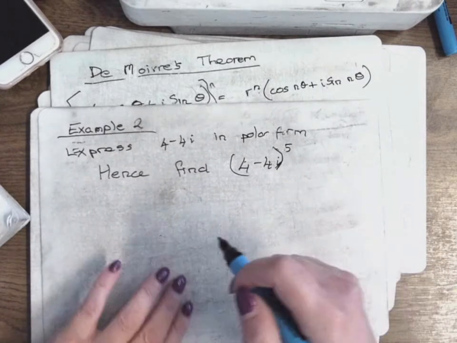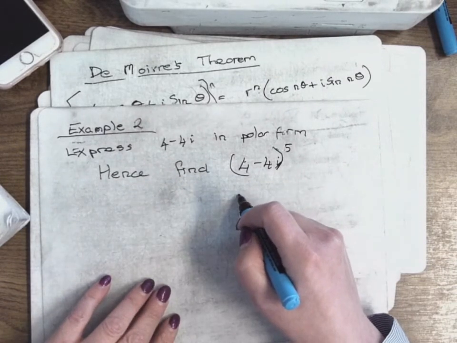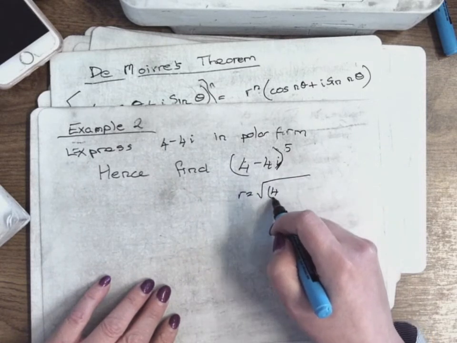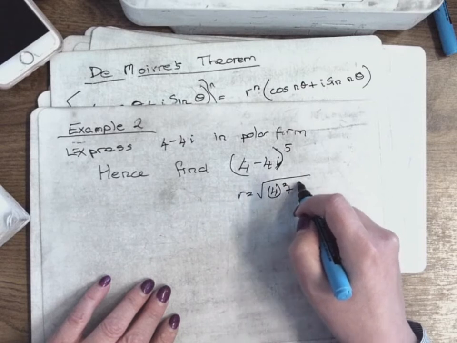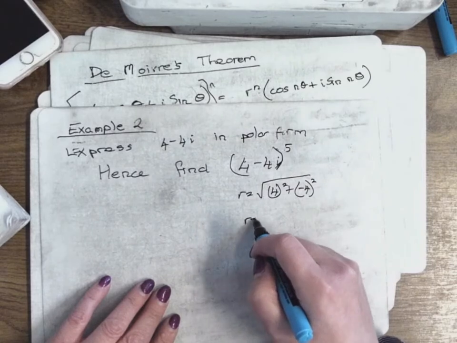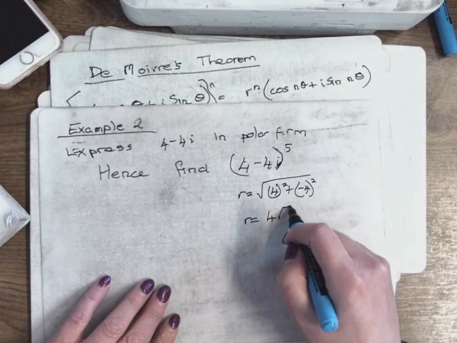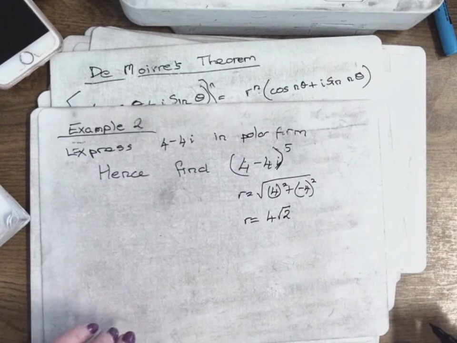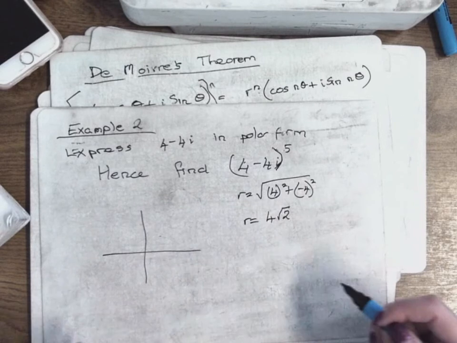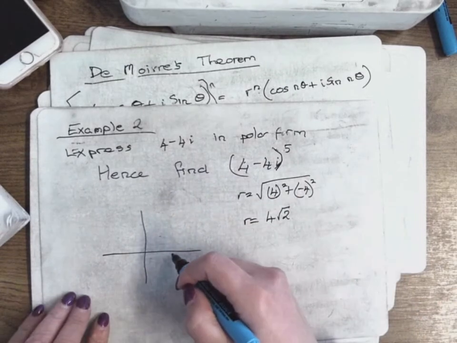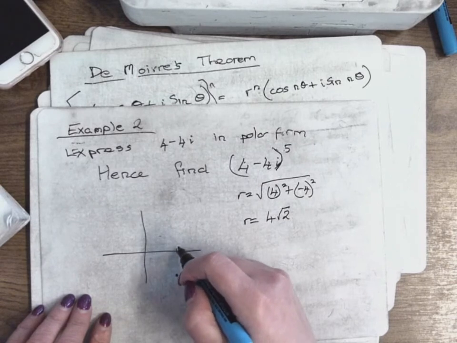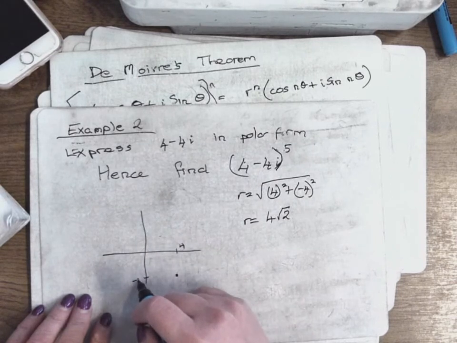So the first thing I need to do is get the modulus. r is equal to the square root of a squared plus b squared, which is 4 squared plus minus 4 squared, which is root 32. And if you do that in the calculator, it'd be 4 root 2. That's the modulus. Then I need a quick sketch to work out the argument. So that's across 4 and down to minus 4, so it will be over here.